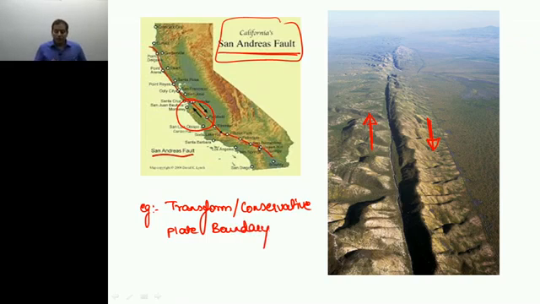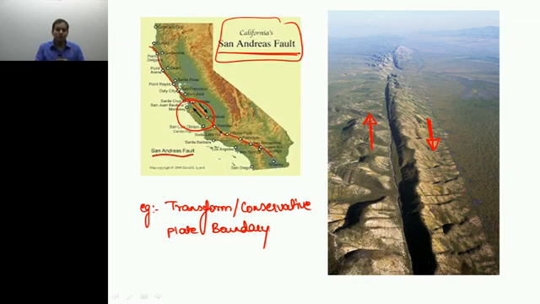Now, you see in real life, the transform plate boundary will look somewhat like a gap or a fault in the Earth's surface. Now see here, there is no creation of crust and no destruction of crust because of the movement of the plates in opposite directions. But obviously, there will be very, very heavy earthquakes.